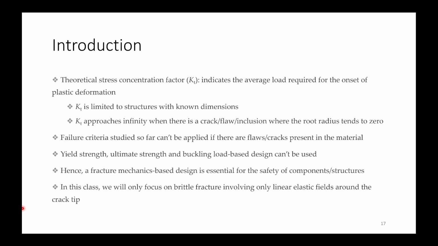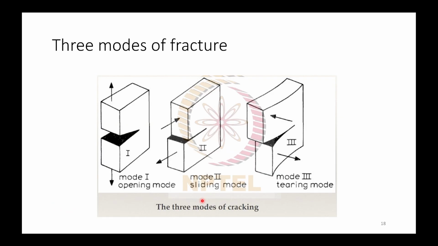In this class we'll be mainly focusing on brittle type of fracture, which involves only linear elastic fields around the crack tip. So there won't be any plastic deformation taking place here in brittle materials. Now these are three modes of fracture: opening mode, sliding mode and tearing mode. So based on these, your material can fail in different type of manner. It can fail in brittle manner or ductile manner.